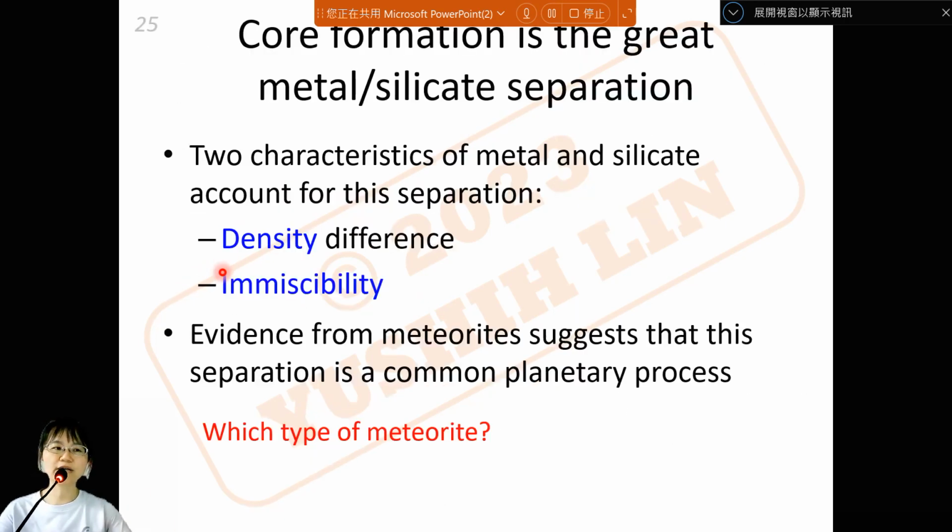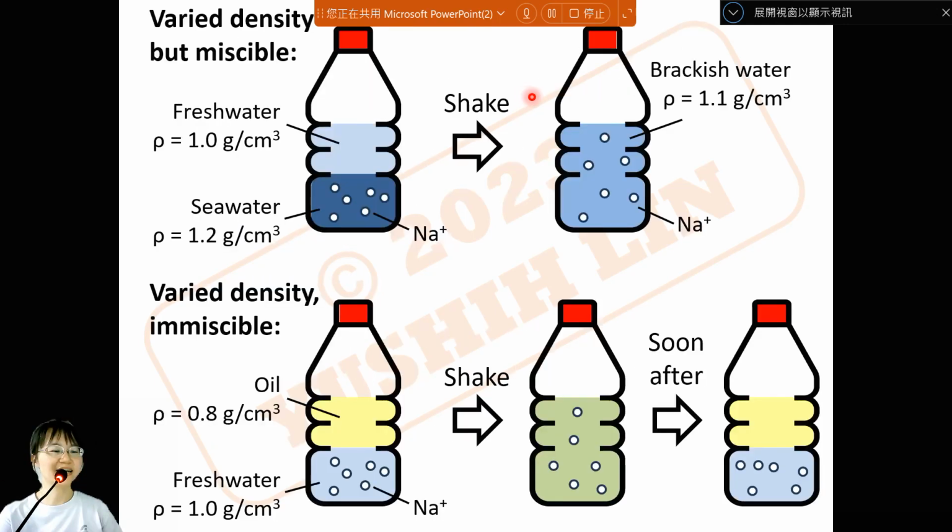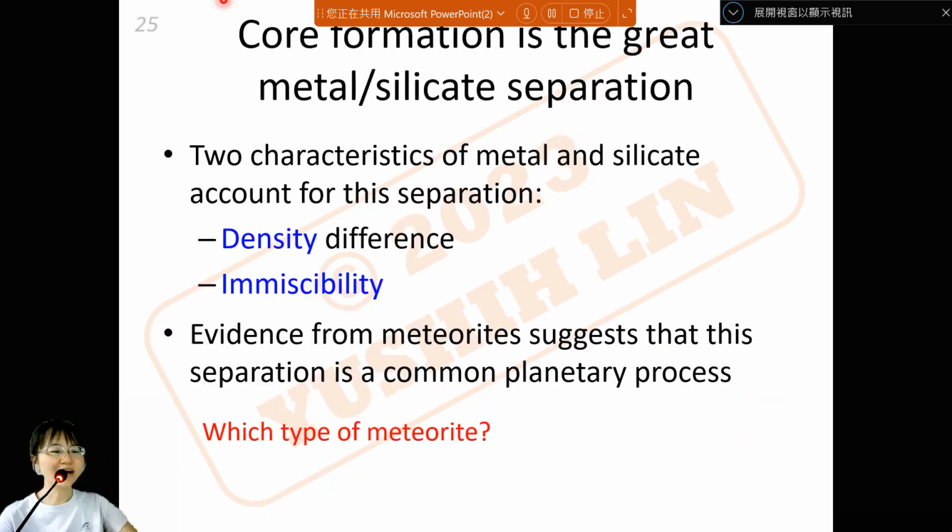Come back to the metal silicate separation. Now you have to think of them as this. Homogeneous accretion at the beginning is a little bit like this. At some point, they will follow their nature and start to separate. Evidence from meteorites suggests that this separation is a common planetary process.